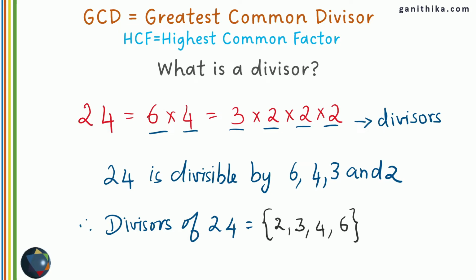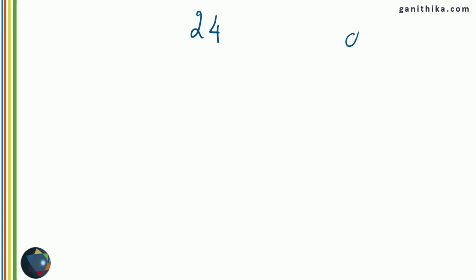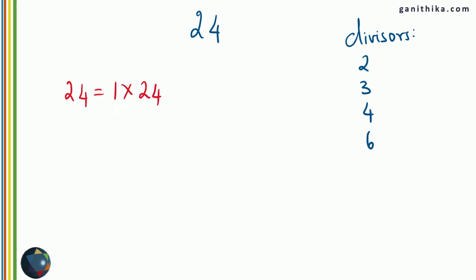So you can write it in order as 2, 3, 4 and 6. But are they all for 24? Let's collect all the list of divisors here. So we just saw that 2 is a divisor of 24, 3 is a divisor of 24, 4 and 6 are also divisors of 24. This is what we just saw, but the list is not completed yet, because I can write 24 as 1 times 24 as well, which means 1 is a divisor and 24 is also a divisor. Therefore I can add it to the list, 1 and 24 as divisors for 24.